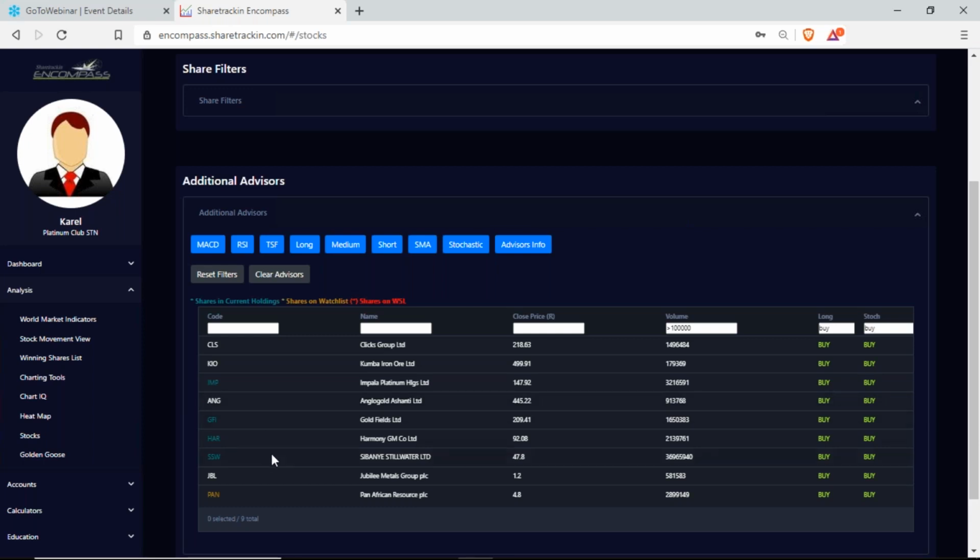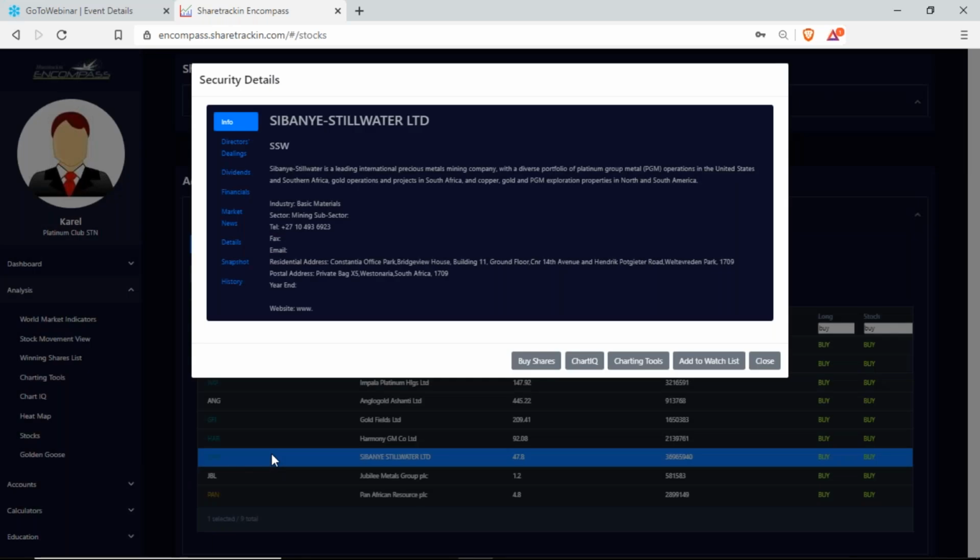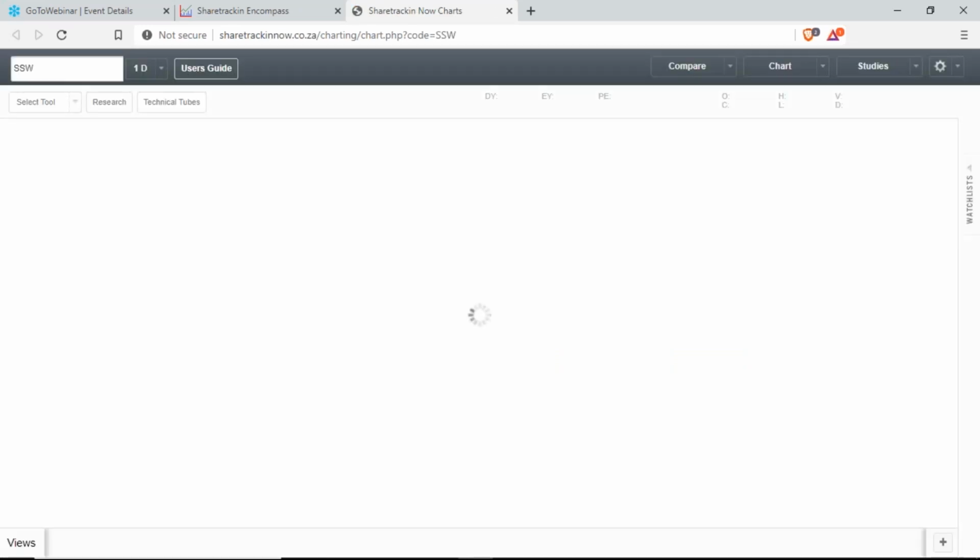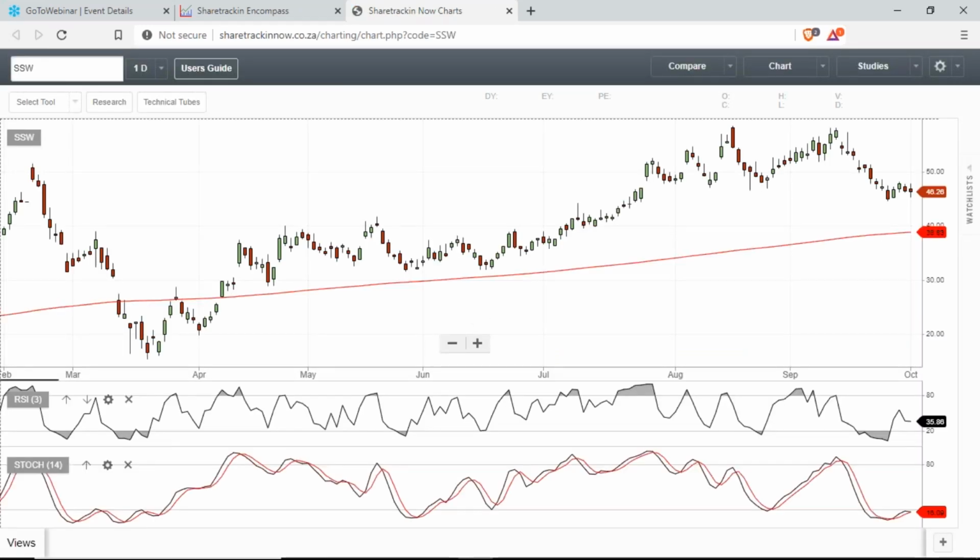Let's use SSW as an example. So I'm going to click on that share. It opens up the security detail window for me. From here on, I want to go and view my charts. So I'm going to say chart IQ. I click on it. So it should open up your charts.